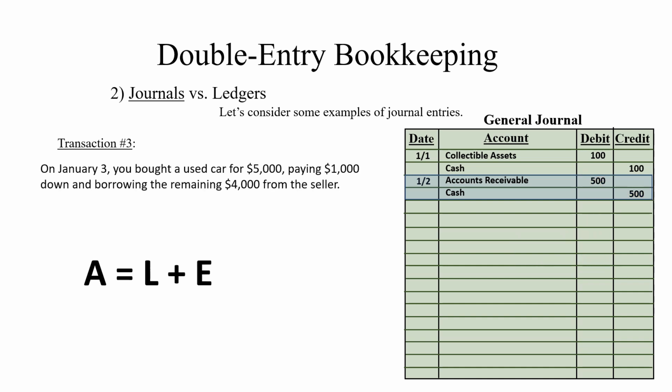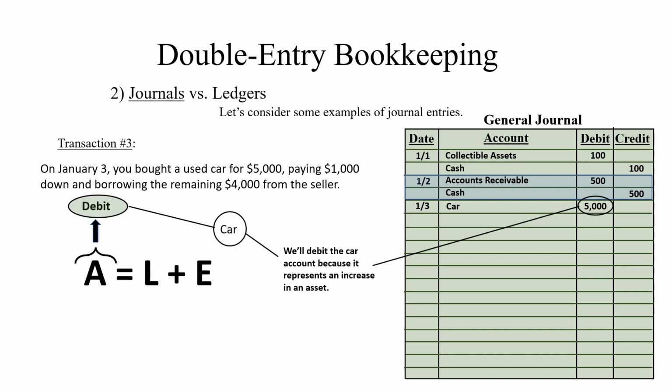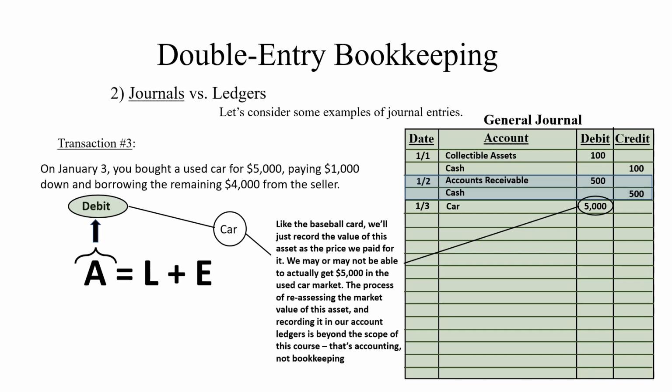Transaction number 3. On January 3rd, you bought a used car for $5,000, paying $1,000 down and borrowing the remaining $4,000 from the seller. We'll debit the car account because it represents an increase in an asset. Like the baseball card, we'll just record the value of this asset as the price we paid for it. We may or may not be able to actually get $5,000 for it in the used car market.